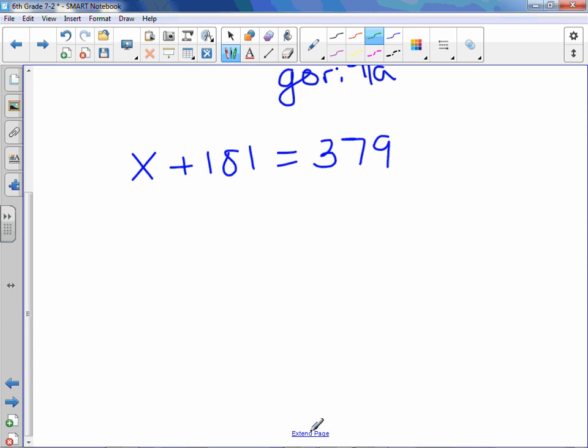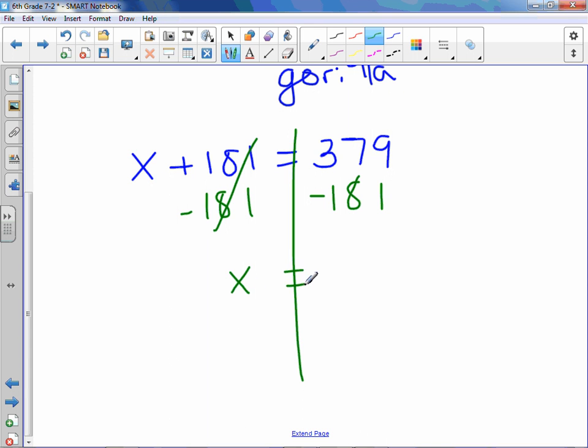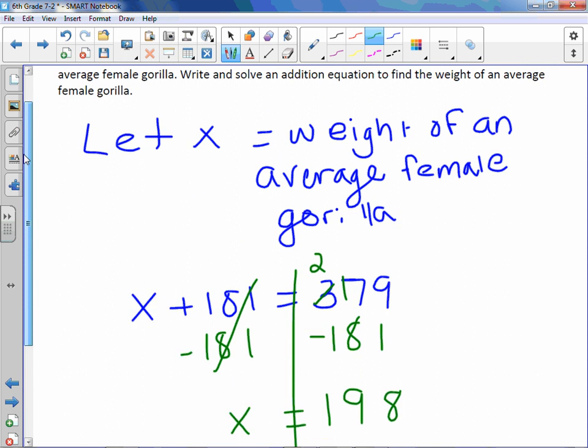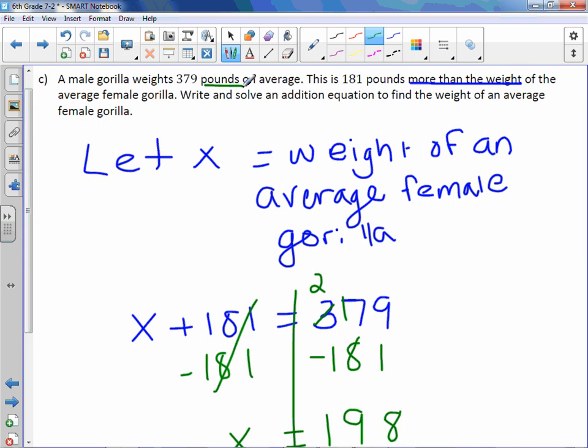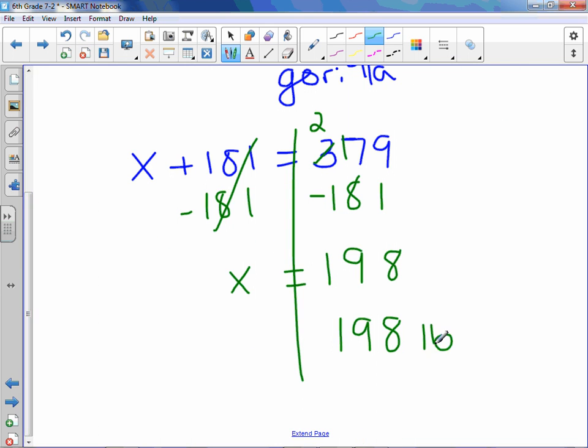From here, let's solve the equation. Put your line down the equal sign. X is on the left, and I have a plus 181. So I'm going to subtract 181 from both sides. 181 minus 181 is 0. Bring down the x. And let's subtract. 9 minus 1 is 8. Can't do 7 minus 8, so I'll borrow. 17 minus 8 is 9. And 2 minus 1 is 1. So on average, the female gorilla weighs 198 pounds. Pounds is abbreviated LBS.